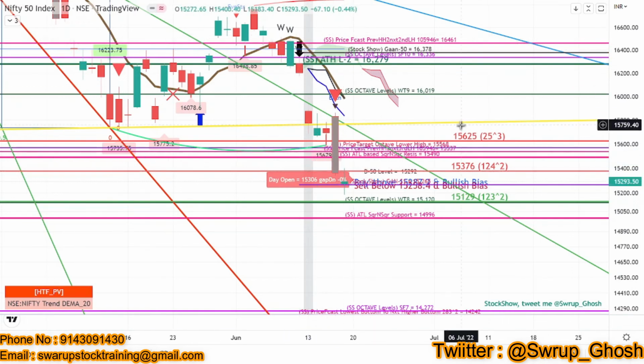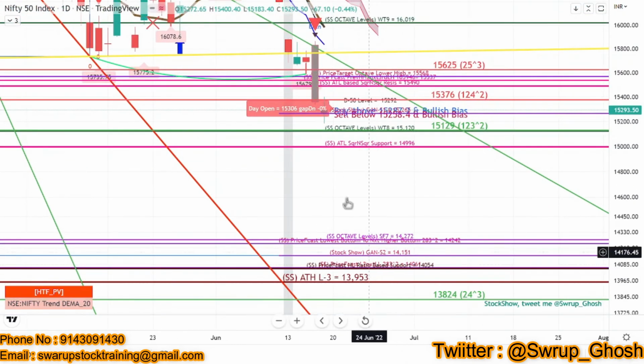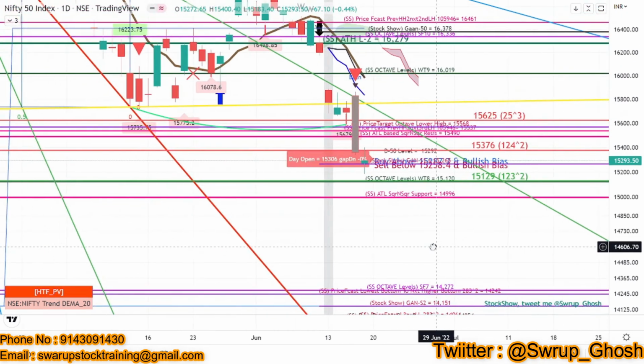These levels are all automatic levels. I don't do anything manually. I am not bothered whether the Nifty is bullish or bearish. I only work on levels. So if my levels break, for example, if this level is broken here, then I will wait for 15,129. If that is broken, then I will go for 13,953. So these are all basically values that are available for us.